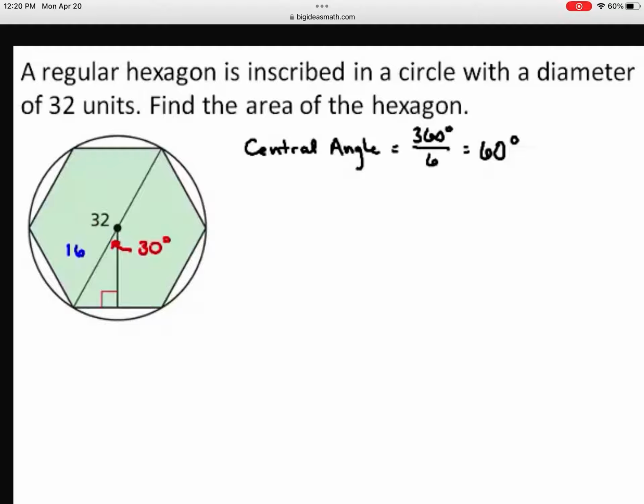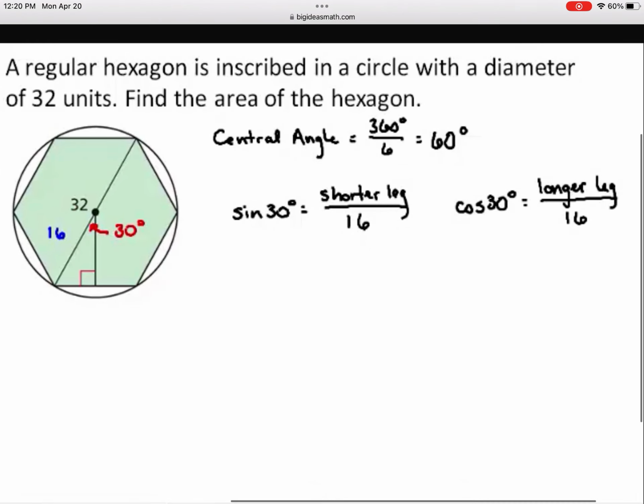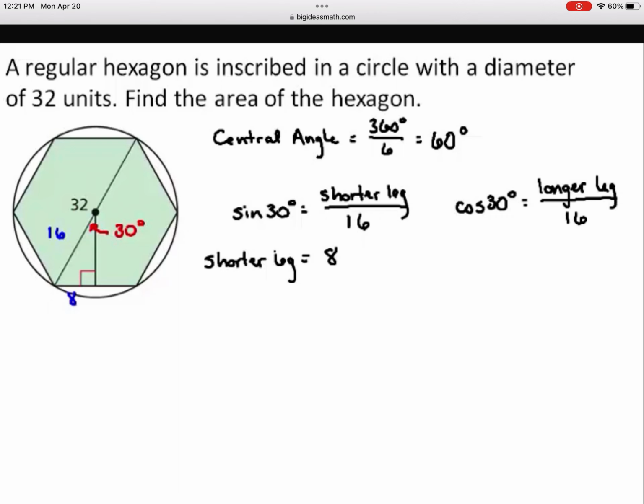Now use the sine and cosine ratios to find the lengths of the legs. So the sine of 30 degrees is equal to the length of the shorter leg divided by 16, and the cosine of 30 degrees is equal to the length of the longer leg divided by 16. Solving the first equation gives the shorter leg equals 8, and solving the second equation gives the longer leg equals 8 times the square root of 3.